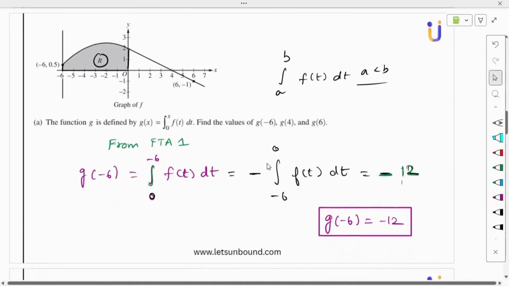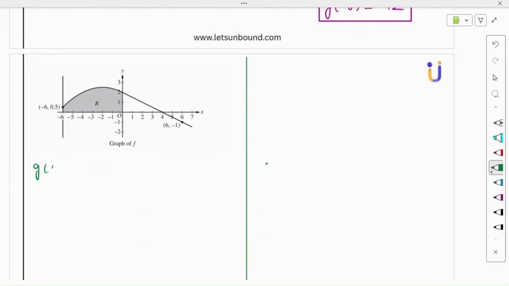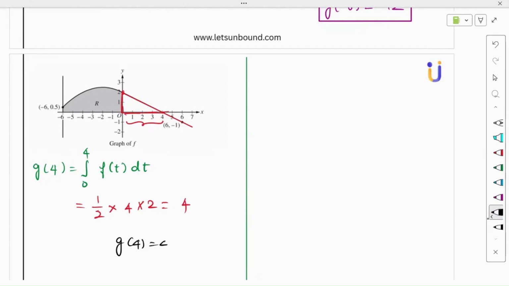Moving to g of 4. To find g of 4, let's break it down because we need to find the next value too. g of 4 means, as per the definition, the integral from 0 to 4 of f of t dt. From 0 to 7, they mention it's a linear function. It's basically a line, so finding the area under the curve is very simple. It's a right triangle, so it's half times base, 4 units, times height, 2 units. So 4 times 2, simplifying this, you will get 8 by 2, which is 4. So g of 4 is 4.